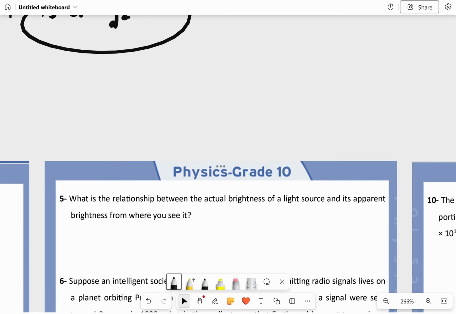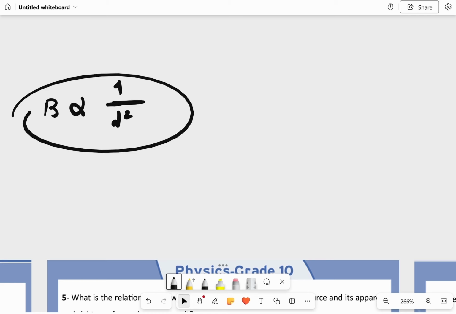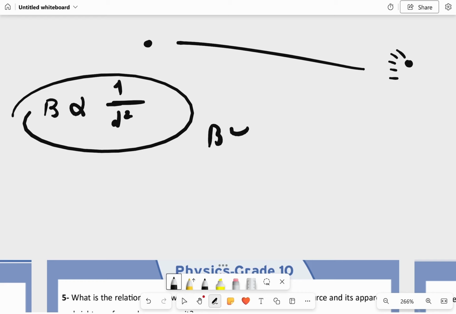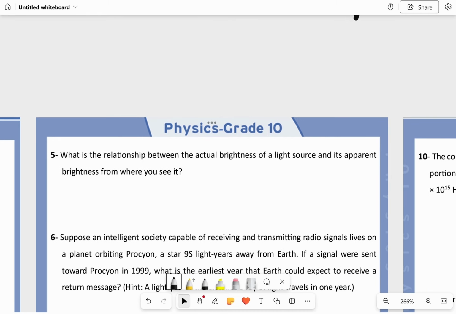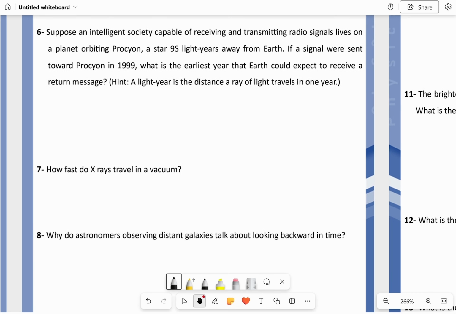If you double the distance between the light source and the object, it's going to follow the inverse square law. Let's say you have a source of light here, and you have an object here. If you double that distance, the brightness is going to decrease by what? By 1/4. This is the relationship between the actual brightness of a light source and its apparent brightness from where you see it.